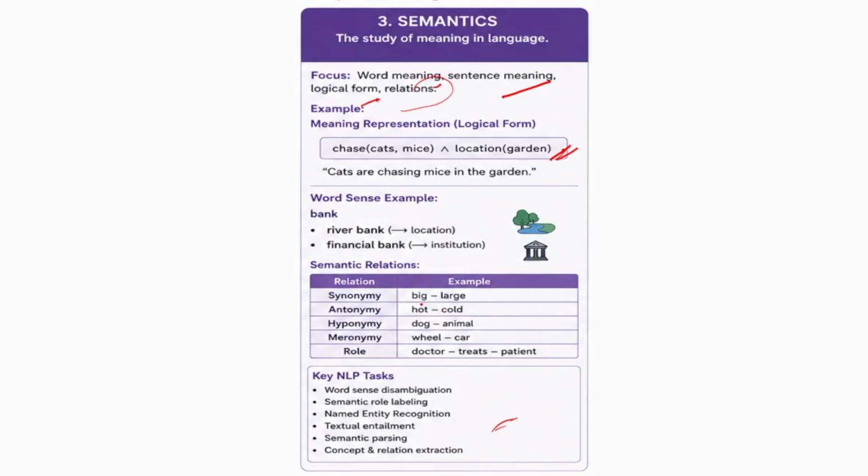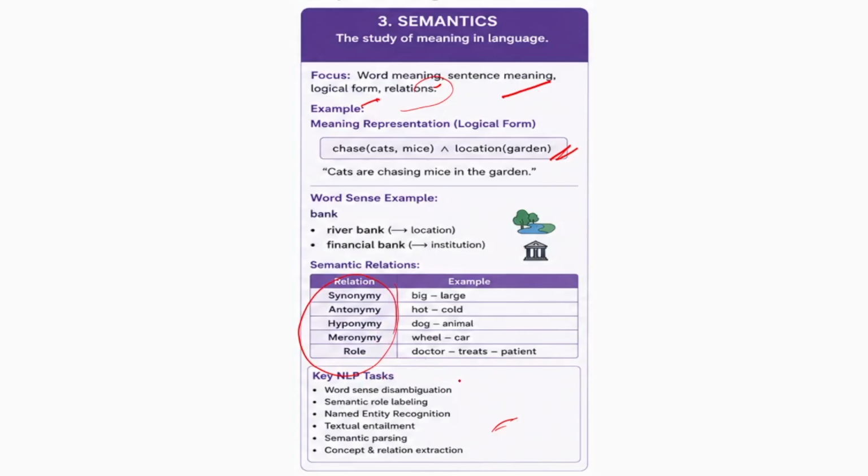And the word sense, we did a number of examples in the semantics where if it is big, the synonym can be used as large. So how does a machine understand that big and large are the same? It's through the relation of synonym. And similarly, hot and cold as antonym, dog and animal as hyponym, meronym and role. All these different names we are addressing through the semantic structure.